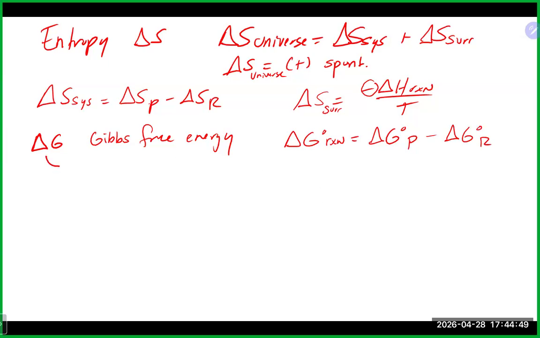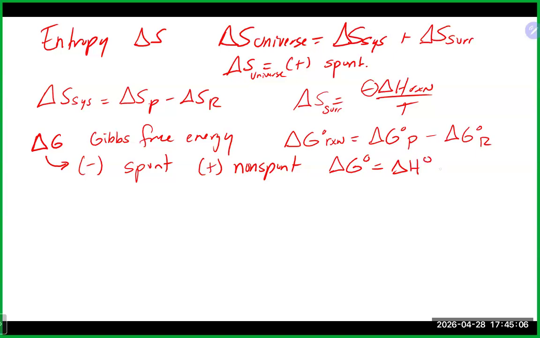Delta G, though, you can use directly to figure out spontaneity. So if you end up with a negative number, usually that means the reaction is spontaneous. If you end up with a positive number, usually it means it's non-spontaneous. We also saw a delta G equation that ties together H and S in this formula here. Delta G is equal to delta H minus T delta S.